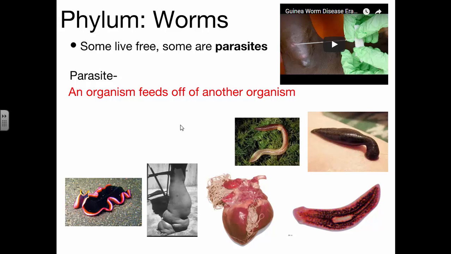You're laughing. Okay, this is a fluke. This is also a type of flatworm, but it's a free-living, non-parasitic flatworm. They live in the oceans. They often have very bright colors. They swim through the water.